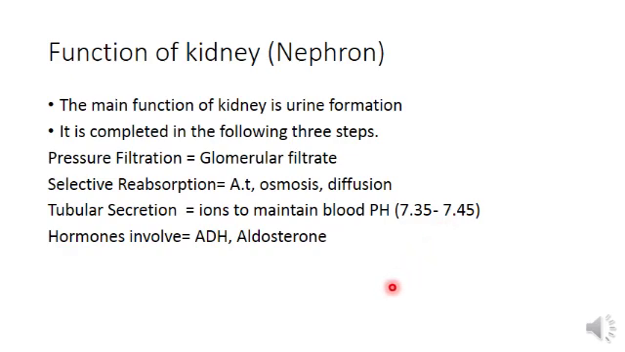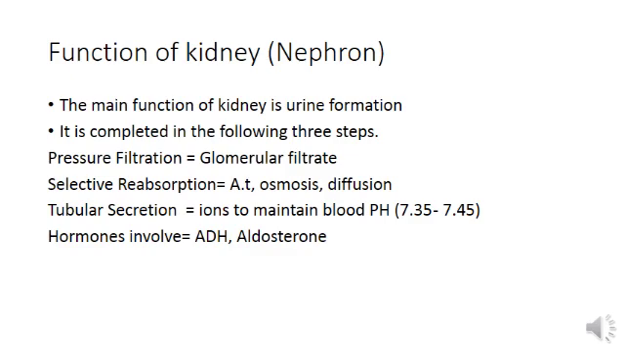What are the hormones? The hormones that are involved in the process of urine formation are antidiuretic hormone and aldosterone. Antidiuretic hormone is used to reabsorb water and maintain the level of water. Aldosterone helps in the reabsorption of salts, that is sodium, potassium, etc.